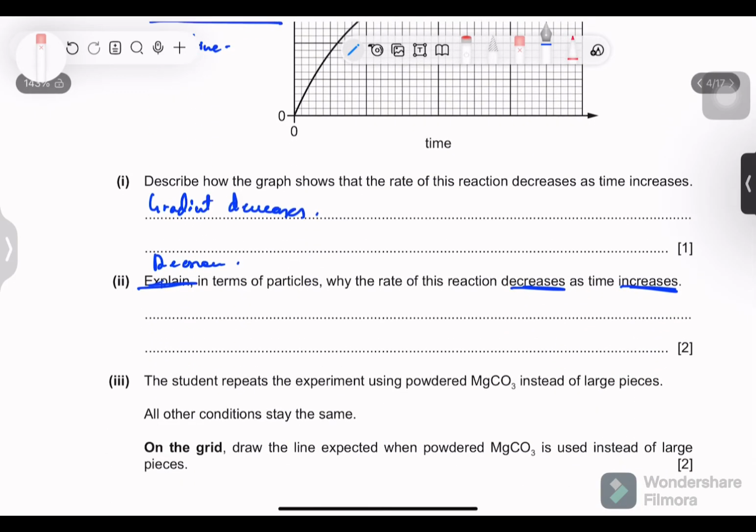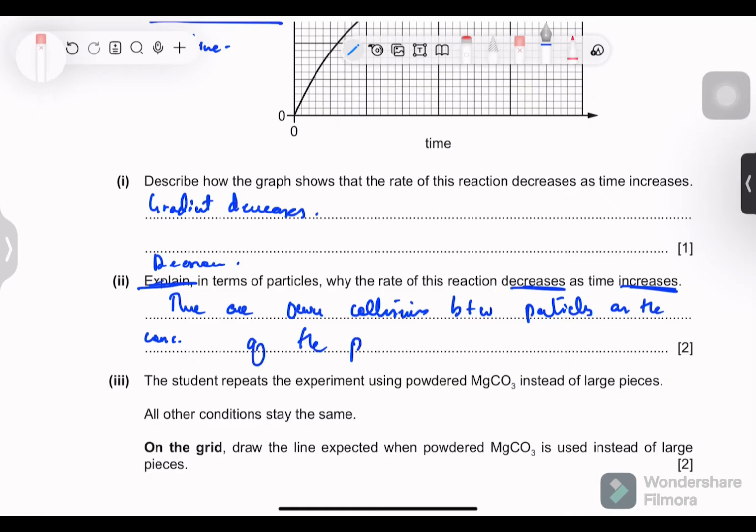So there are fewer collisions between particles as the concentration of the particles decreases as the reaction progresses.